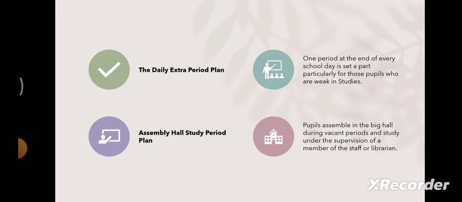And the next is the daily extra period plan. One period at the end of every school day is set apart particularly for those who are weak in studies. So this comes under the remedial class. This is a main thing for those who are weak in their studies. And the next is the assembly hall study period plan. Pupils assemble in the big hall during a vacant period and study under the supervision of the teacher or librarian. These are the forms of supervised study.